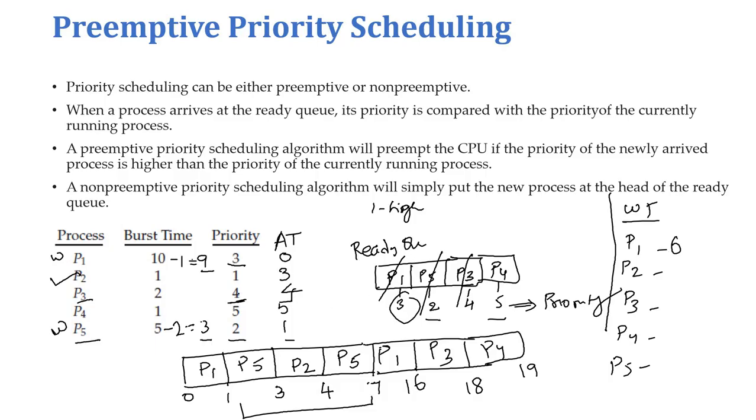P2 arrival time is 3. It is getting the chance at the time of 3. So 3 minus 3, the waiting time is 0. P3 arrived at 4, but it is getting the chance at the time of 16. So 16 minus 4, which is 12. P4 arrival time is 5. P4 gets a chance at 18. So 18 minus 5.